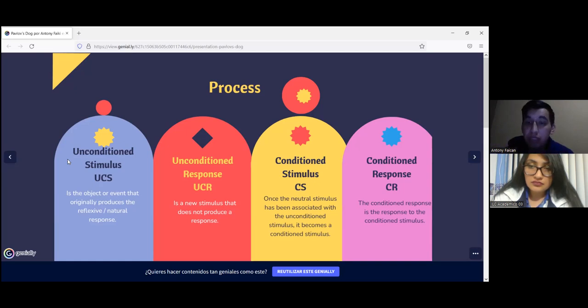The conditioned stimulus, or CS: once the neutral stimulus has been associated with the unconditioned stimulus, it becomes a conditioned stimulus. Maybe if you listen or read it, it could seem a little complicated, but to be honest, it's very simple, and you will understand it during the process of the experiment. And the last is the conditioned response, or CR. The conditioned response is the response to the conditioned stimulus. That is all you need to know before the experiment.